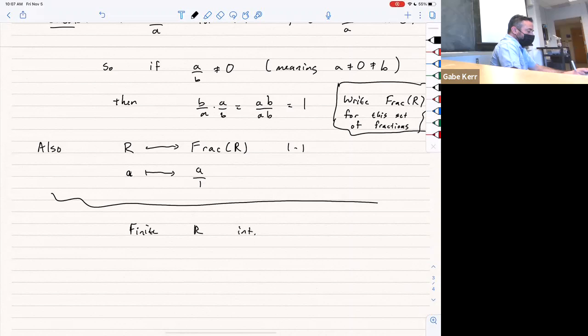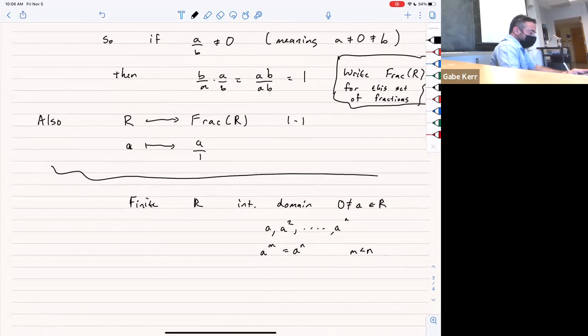integral domain, you take an element A in R, say it's not 0. Well, then you can consider A squared and so on. And at some point, you're going to get a repetition, right? Finite. So you'll get that A to some integer is equal to A to some other integer, say M is less than N.